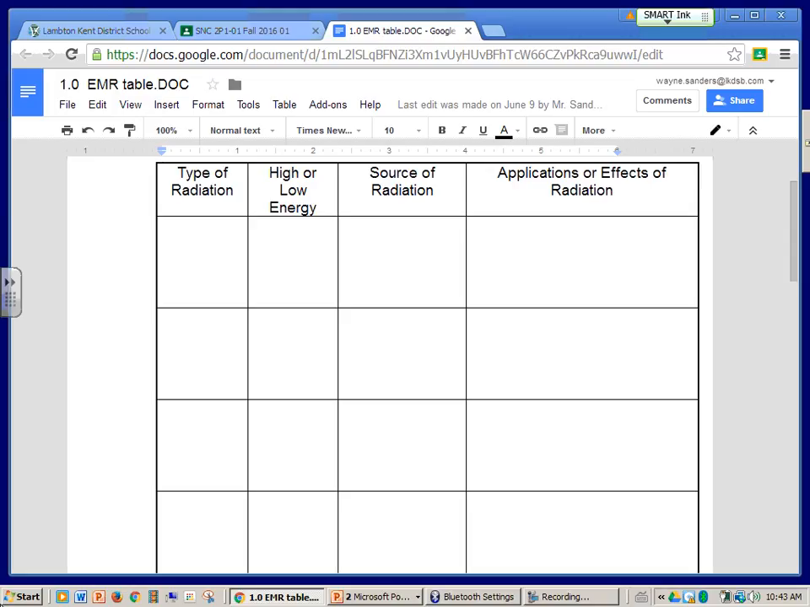Okay, last one, gamma rays. Source of gamma rays. Nuclear decay. When a substance like uranium breaks down and becomes something else, it changes. It undergoes a nuclear change. It will produce gamma rays. Okay. Uses of gamma rays.